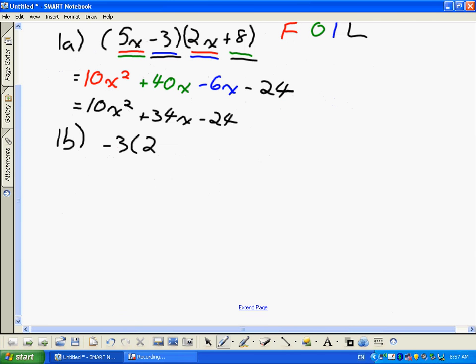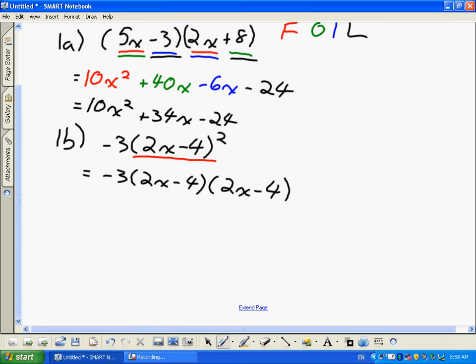Negative 3, 2x minus 4 squared. According to BEDMAS, we're going to deal with our brackets first. We look inside the brackets, 2x minus 4, can't simplify that. It's as simple as it gets. Next, we're going to move to exponents. So I'm going to rewrite the base twice. The base is 2x minus 4. So when that is squared, that means I get 2x minus 4 multiplied by 2x minus 4. I duplicate the base twice. Okay? So it's just rewriting that base.